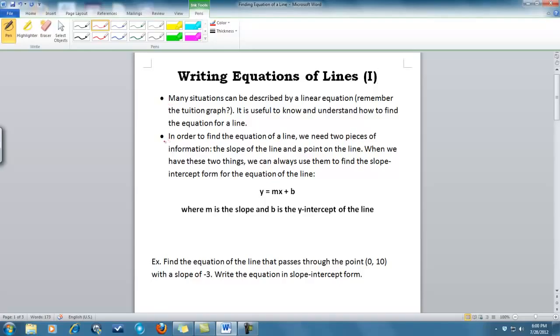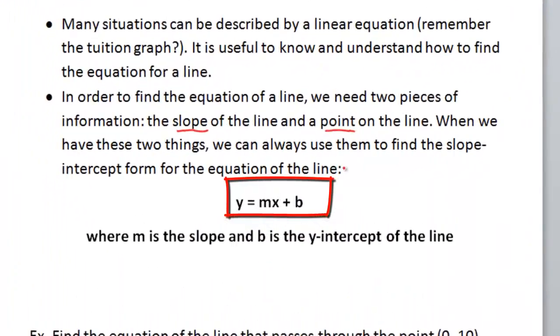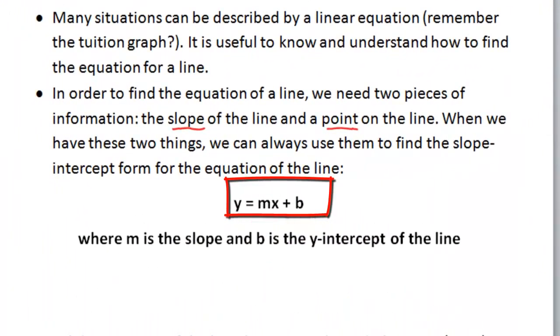In order to find the equation of a line, we need two pieces of information. We need the slope of the line, and we need to know a point on the line. Once we have those two pieces of information, we can write the slope-intercept form for the equation of the line. y = mx + b.